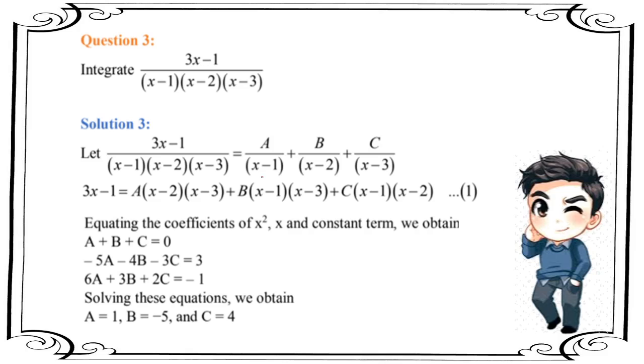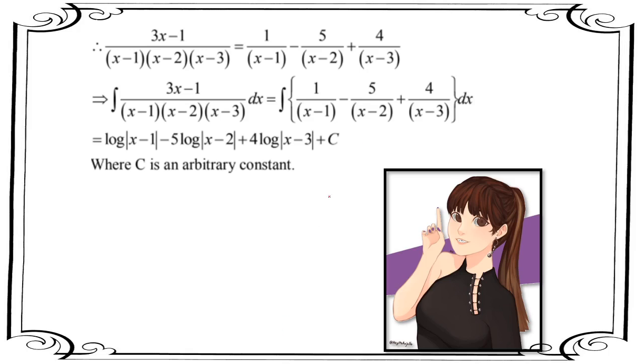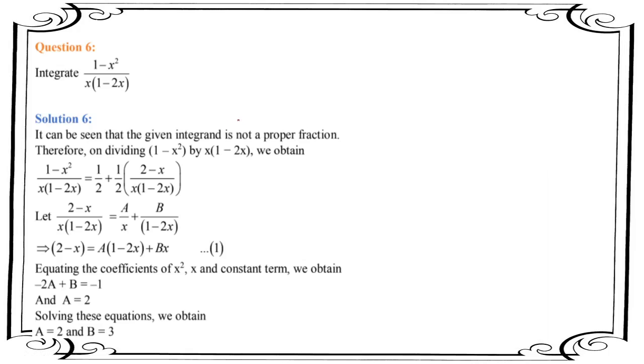Answer. This type of fraction we can split this way: a upon this, b upon this, c upon this. Take LCM, open it, solve, form the linear equations and get the values of a, b and c. a is 1, b is minus 5, c is 4. Put the values here and then simply integrate them separately. This is log of x minus 1 minus 5 log of x minus 2 plus 4 log of x minus 3 plus some constant.